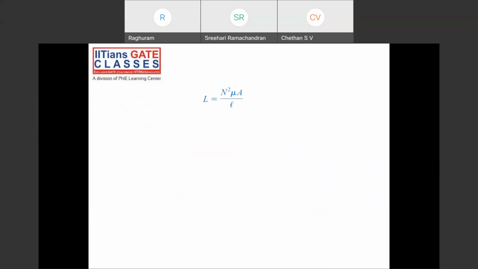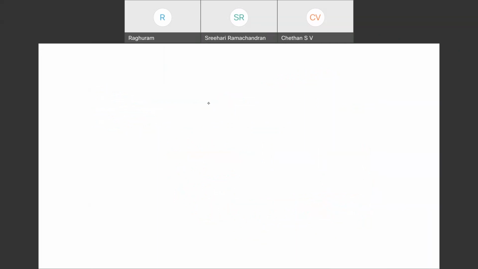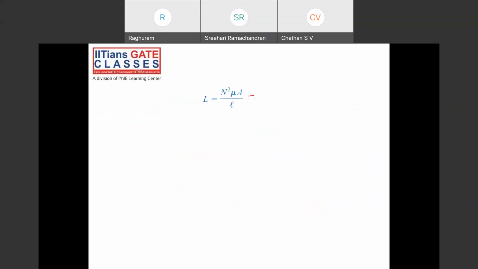And as with every physical property, it depends upon area and length, right? Cross-section area and length. So L is equal to n square mu naught mu r A by l. What is n? N is the number of turns. What is mu? Mu is permeability.